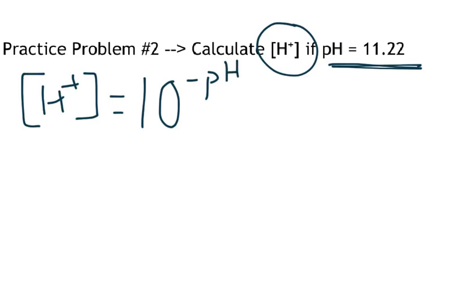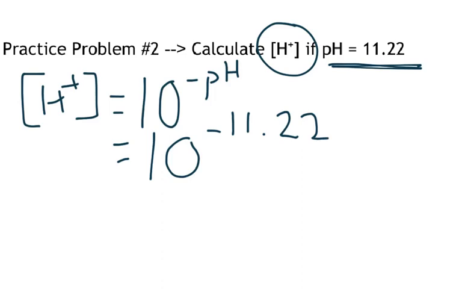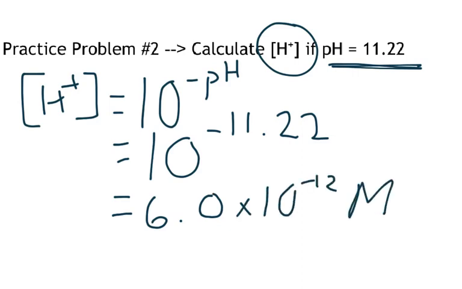Notice it's negative, okay? So when I plug it in my calculator, I'll put in 10, the exponent key, or you can hit the caret key depending on your calculator, a negative sign, and then the pH we were given was 11.22. If I do that, hit enter, you will get 6.0 times 10 to the negative 12th molar. Notice my answer is in scientific notation and 1 decimal place.